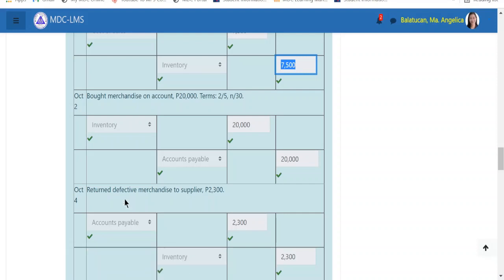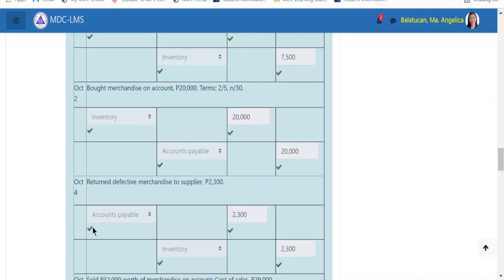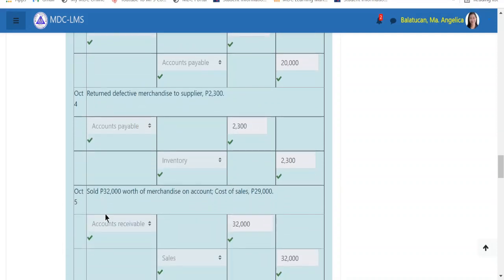On October 2, we bought merchandise on account. Remember that instead of purchases, we will use inventory and then credit accounts payable because this is on account. Next, return defective merchandise to the supplier. So, debit accounts payable and credit inventory. Why is it inventory, ma'am? Because we're using perpetual inventory system. If this was a periodic inventory system, this would be a purchase returns. But since we're using perpetual, we use the account inventory.